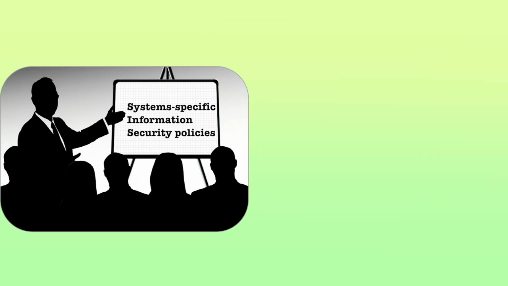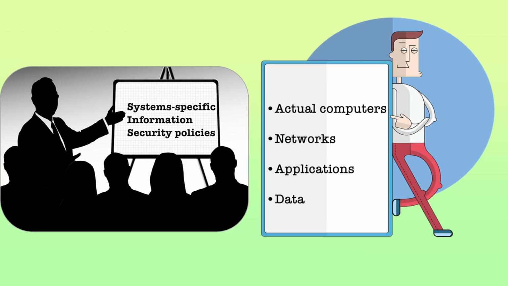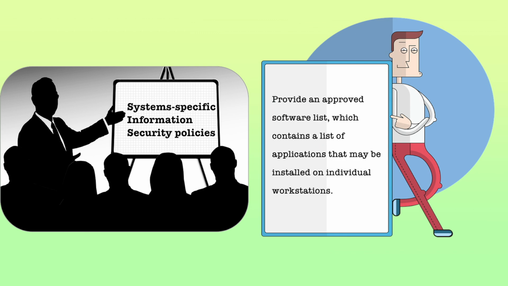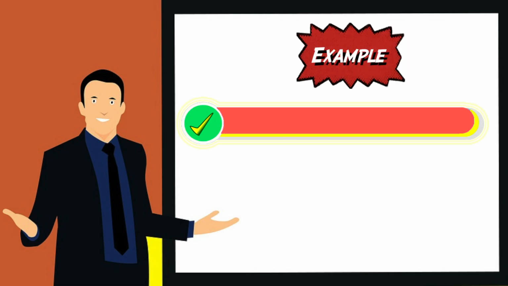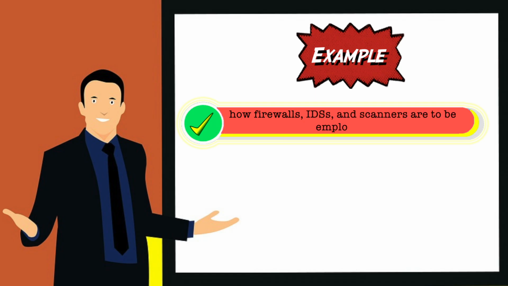System-specific information security policy presents the management's decisions that are specific to the actual computers, networks, applications, and data. This type of policy may provide an approved software list which contains a list of applications that may be installed on individual workstations. This policy may describe how databases are to be used and protected, how computers are to be locked down, and how firewalls, IDS, and scanners are to be employed.